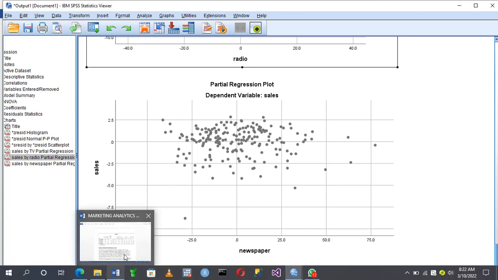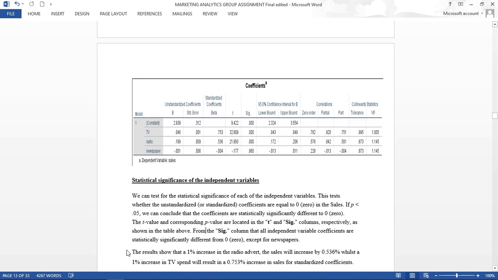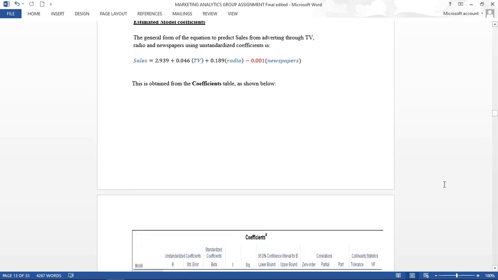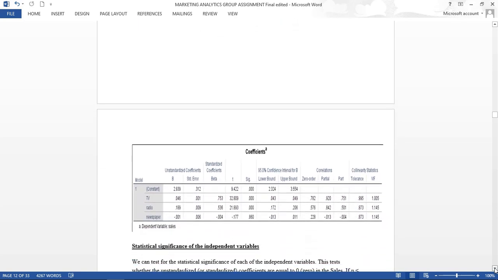So lastly, on our write-up, what is the significance of those coefficients? What are we really saying when we have this equation? Here is the interpretation that we have.